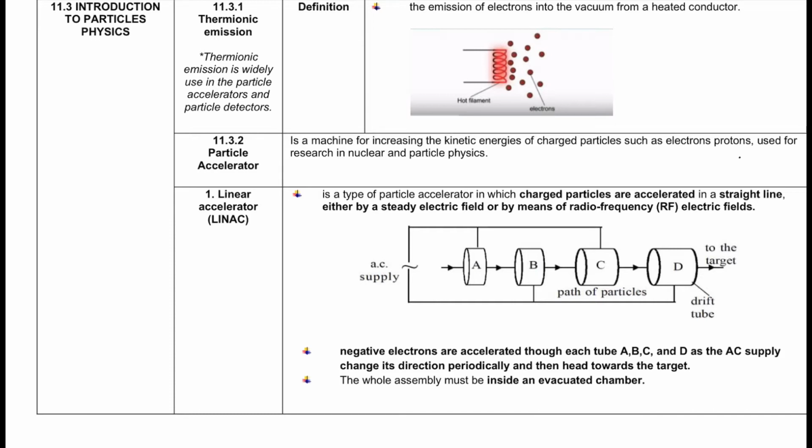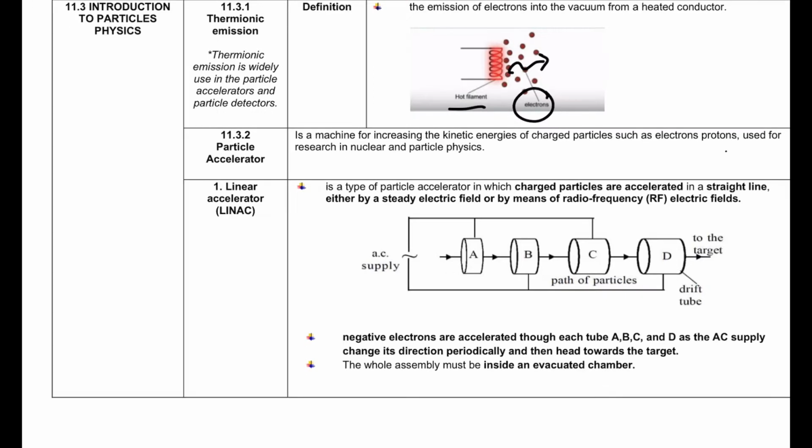Today we are going to learn about subtopic 11.3, which is Introduction to Particle Physics. 11.3.1 is about thermionic emission, where it is defined as the emission of electrons into the vacuum from a heated conductor. So as you can see in the figure below, the electrons are emitted from a hot filament.